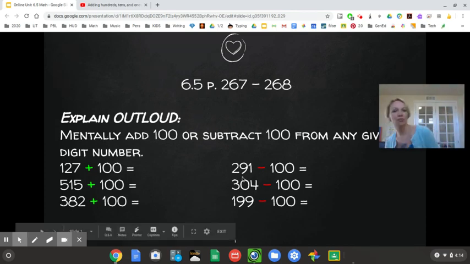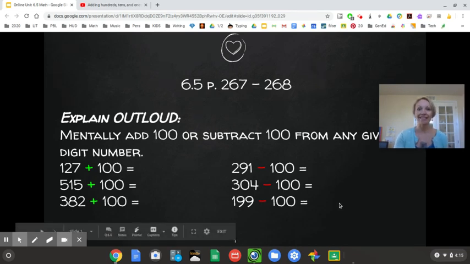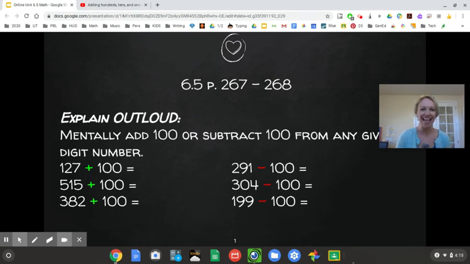Next I want you to practice mentally subtracting 100 from these numbers. The first one is 291, and then you're going to subtract 100 from 304, and then 100 from 199. All right, Mavs, you should have gotten 191, 204, and 99. So when we took away the whole 100, you don't even have 100 left. All right, so let's get started.